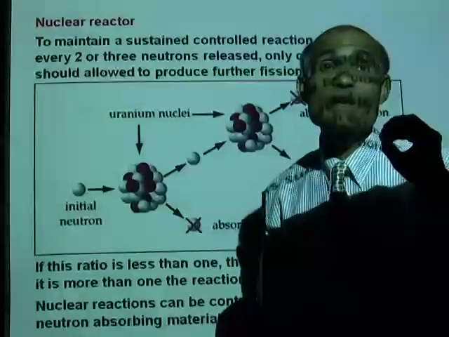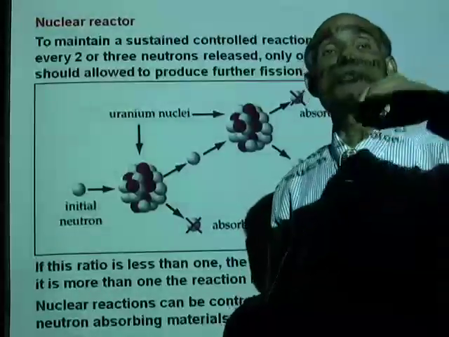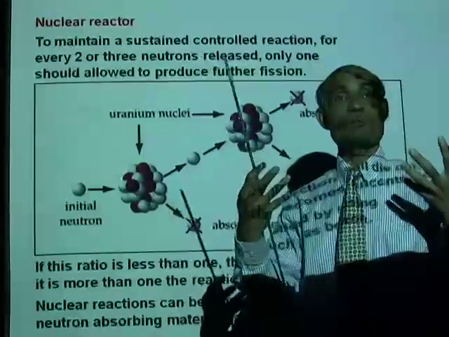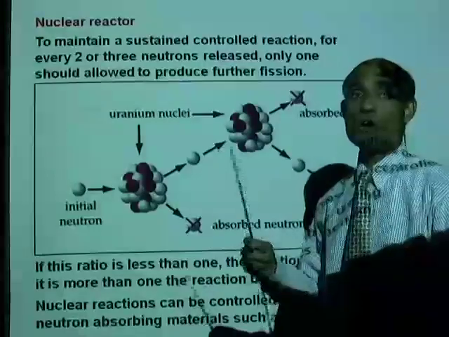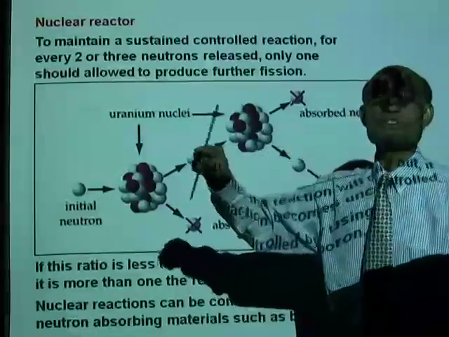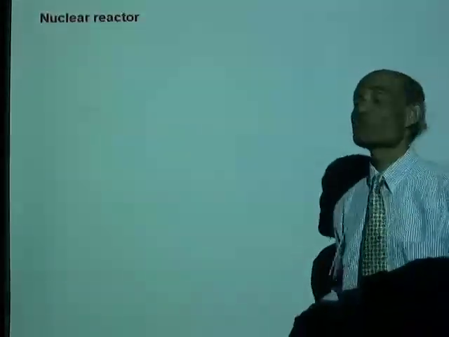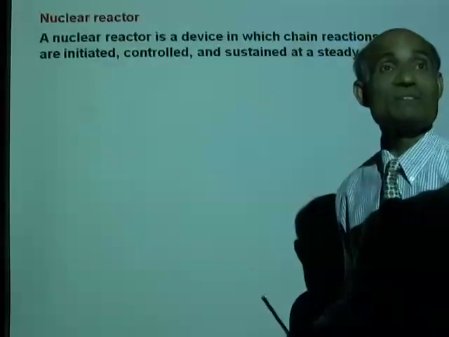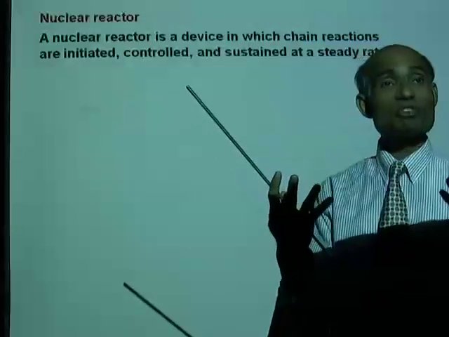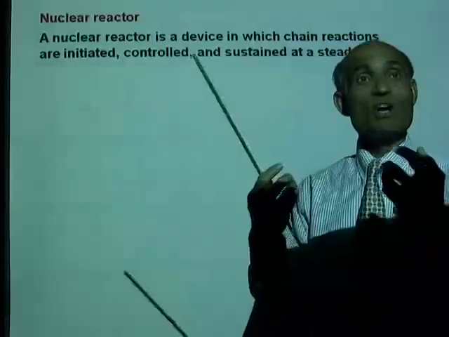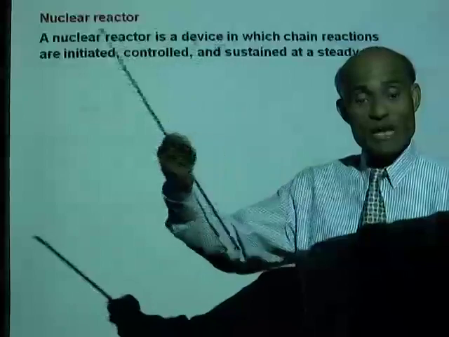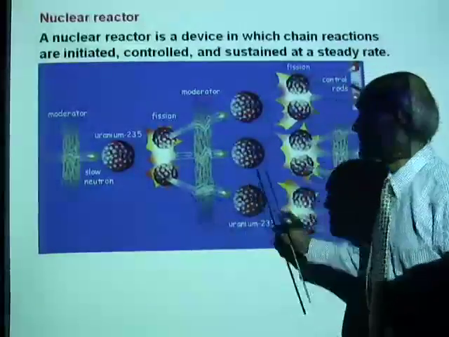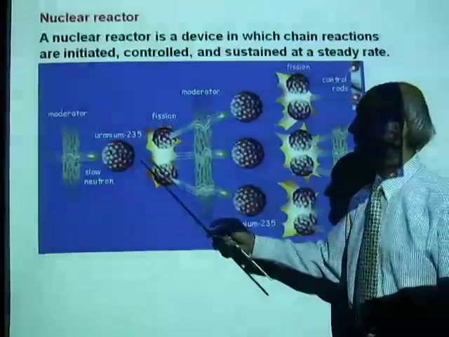So, in a nuclear reactor, you have control rods which are made of boron, which will absorb extra neutrons, and only 1 neutron per fission is allowed to produce further fission. So a nuclear reactor is a device in which a chain reaction is initiated, controlled, and sustained at a steady rate. Now, here is a sequence of what happens there.